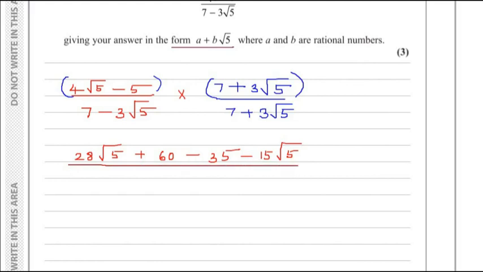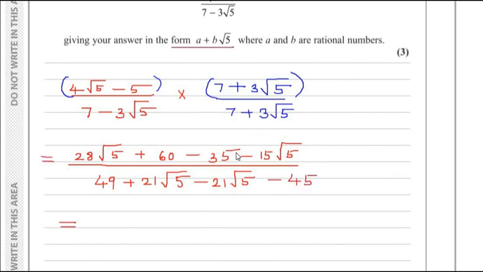Then coming to the denominator, we have 7 multiplied with 7, we have 49. 7 multiplied with 3√5, we have 21√5. And minus 3√5 times 7 gives us minus 21√5. And minus 3√5 times plus 3√5 gives us minus 45.